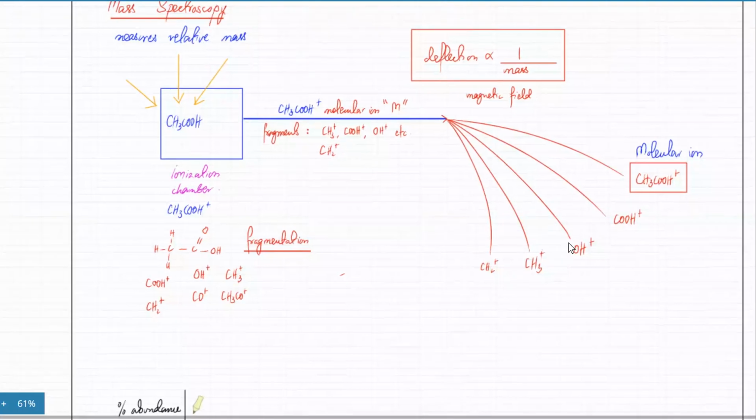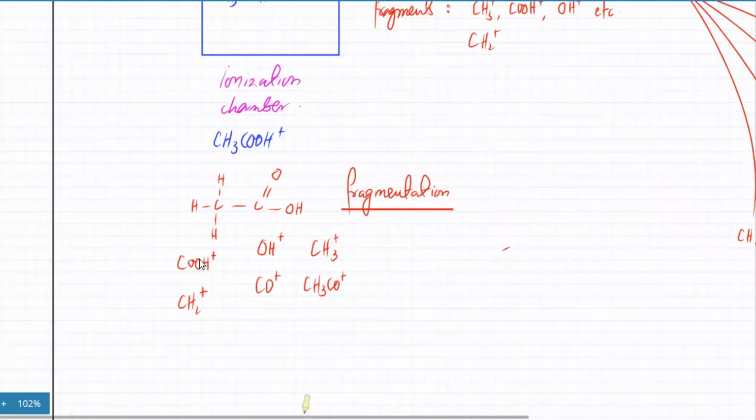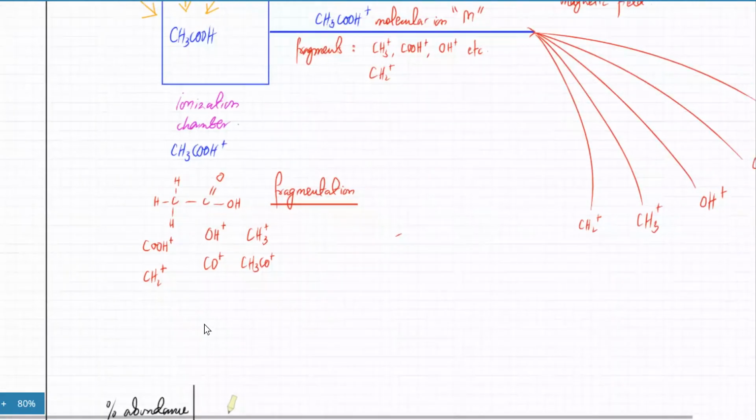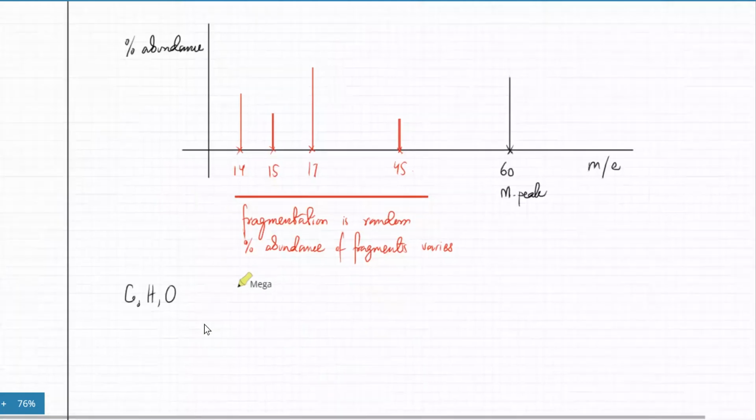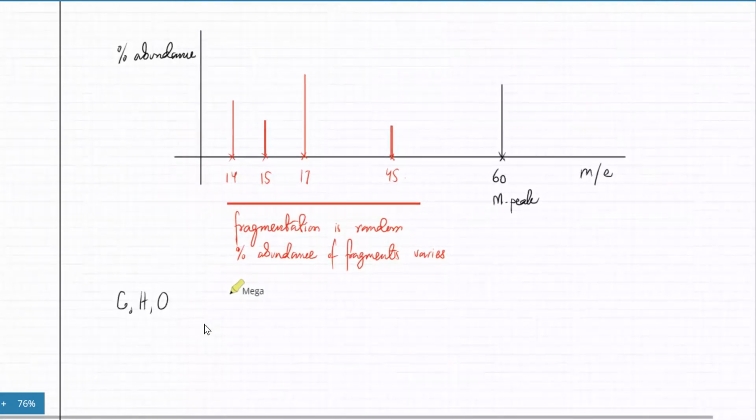I just made 5 fragments because remember, you could have any number of fragments. You could have had a CH fragment. But remember, not all fragments are usually formed. Fragmentation is completely random. Sometimes some fragments are formed, sometimes the other fragments are formed. So the number of ways the molecule could fragment could be many different ways.